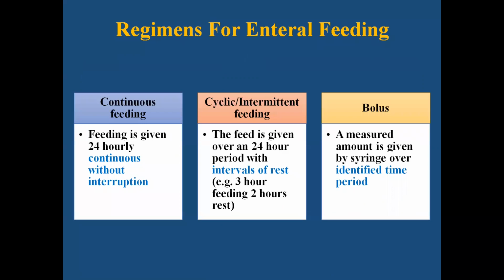Now next is regimens for enteral feeding: continuous feeding, intermittent feeding, and bolus. Continuous feeding is given 24-hourly continuous without interruption, and intermittent feeding is given over a 24 hour period with intervals of rest, maybe of 3 hours feeding and 2 hours rest. मतलब 3 घंटे चलाएंगे फिर 2 hours हम hold करेंगे. Then bolus feed is a measured amount given by syringe over an identified time period, maybe of 300 3 hourly, 300 2 hourly. That is bolus feed.